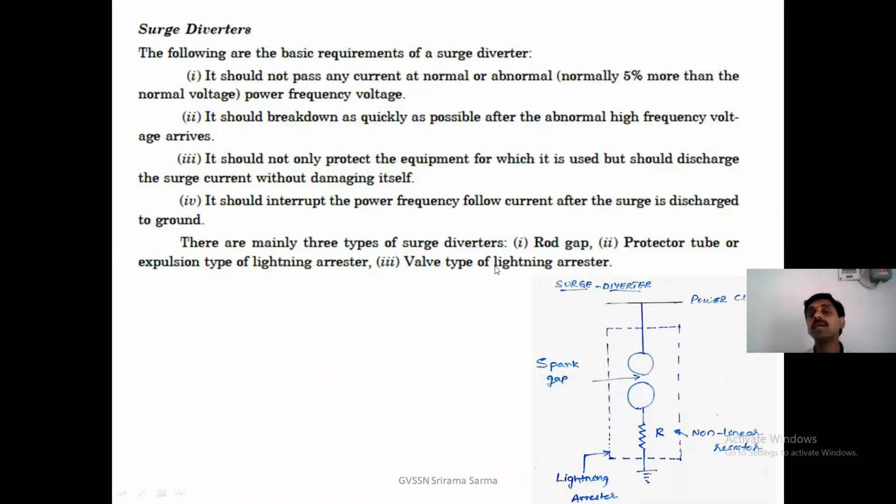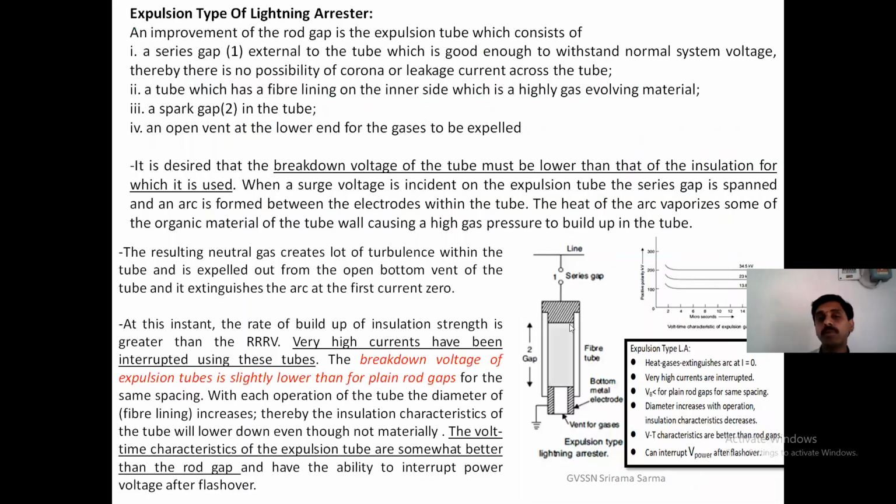There are mainly three types of diverters: rod gap, protector tube or expulsion type resistor, and valve type lightning resistors. So already we have discussed the rod gap. Now we are going to discuss the expulsion type of lightning resistor and the other resistors. So what is the expulsion type of lightning resistor? We can observe the picture here.